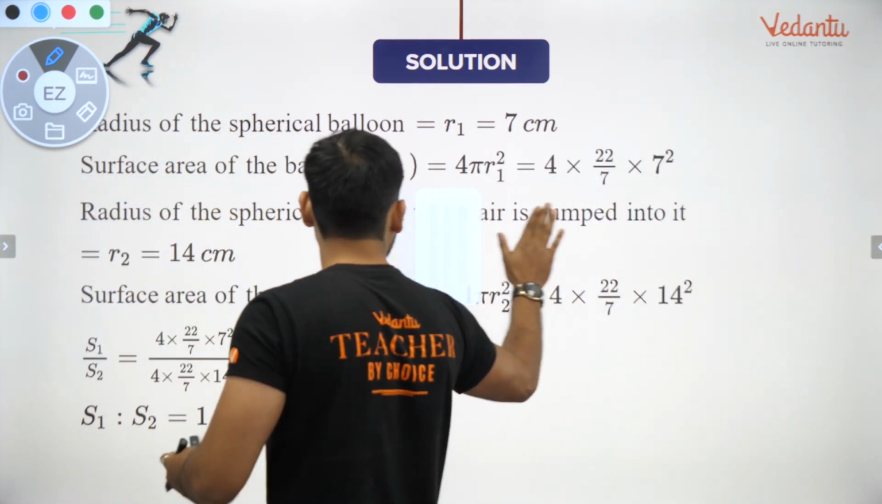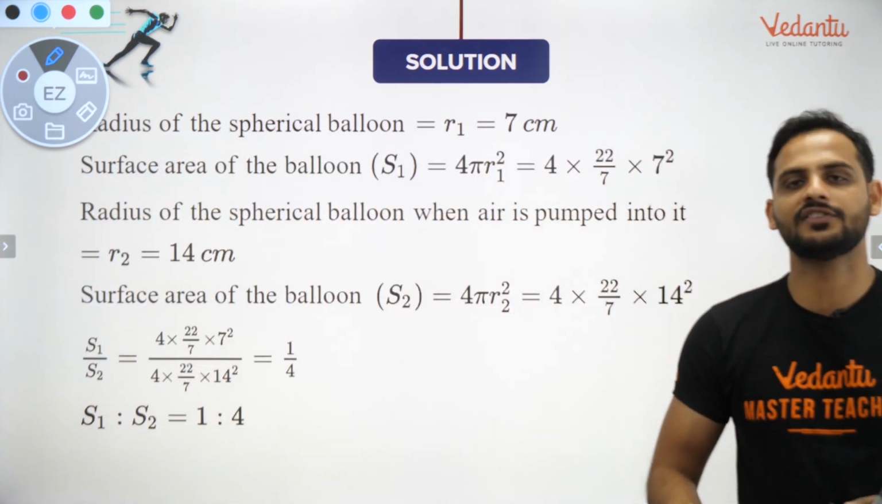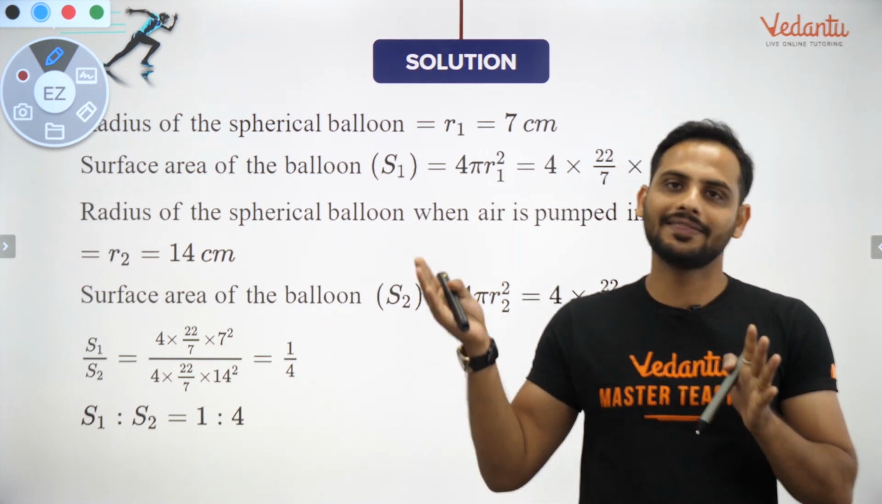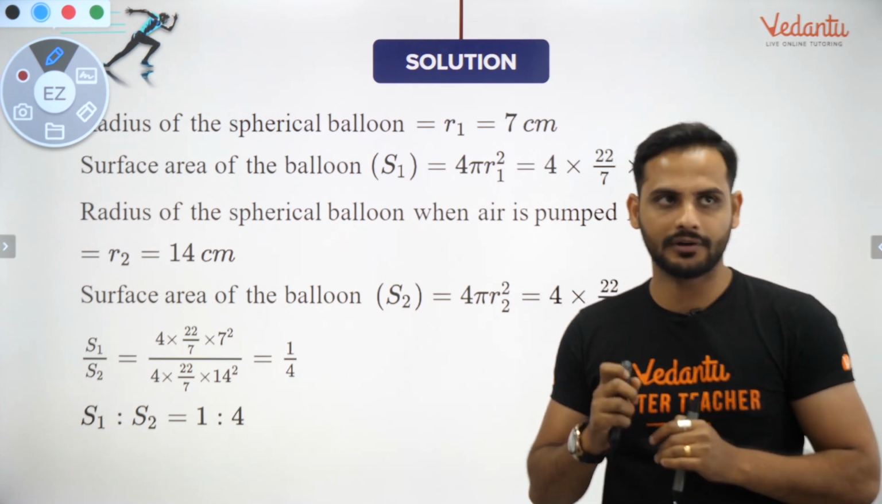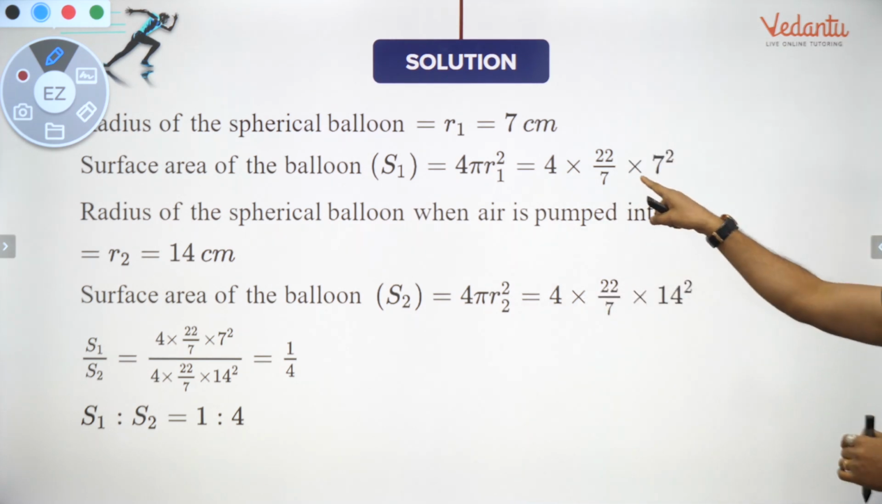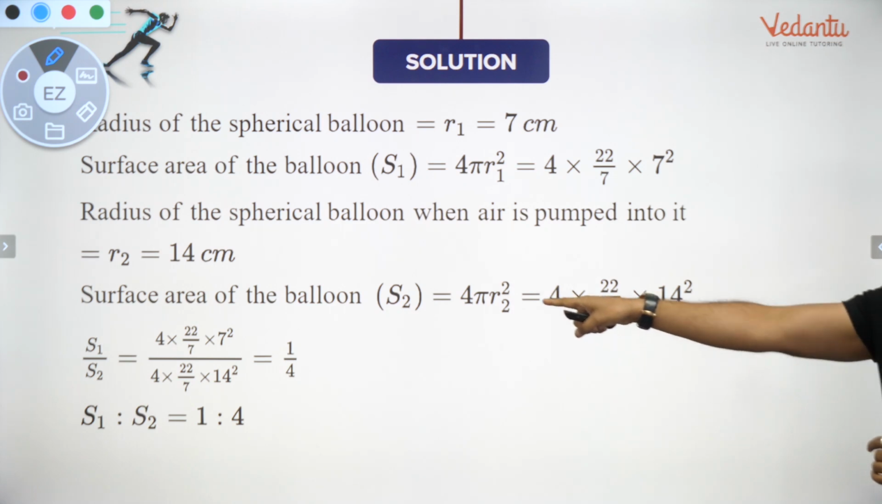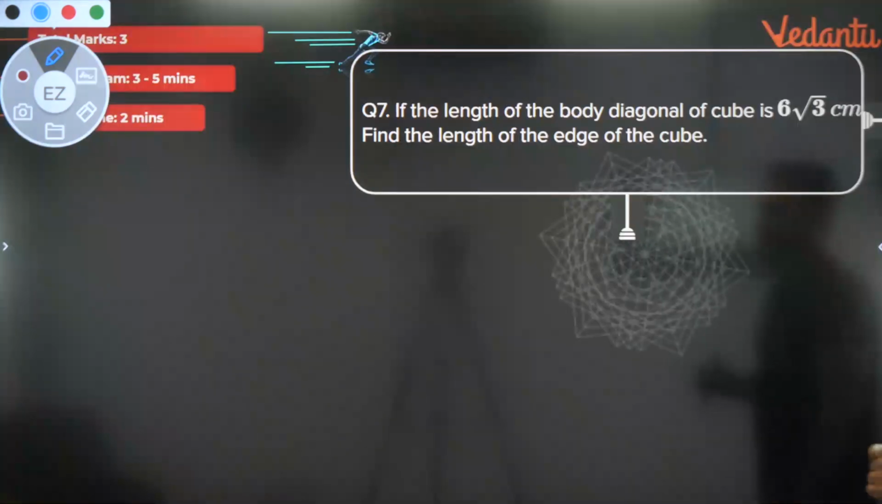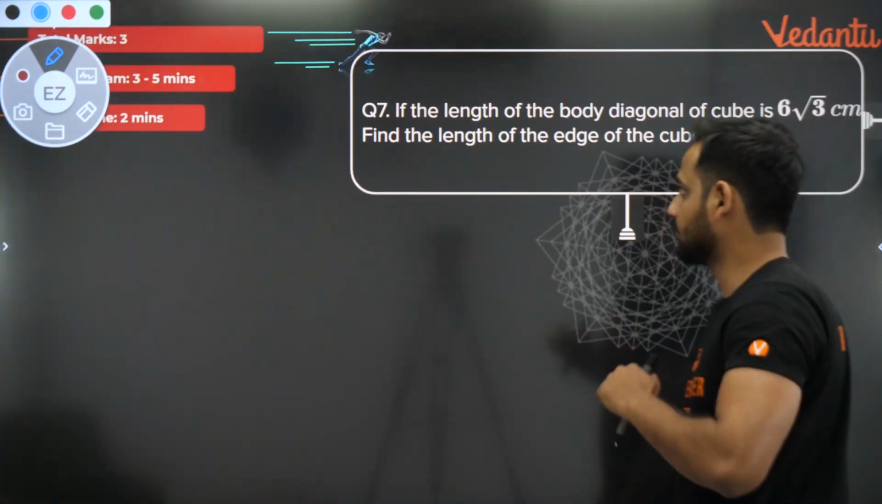The ratio of the surface area is 1:4. So whenever ratio questions are there, try not to solve them early. Try to keep them till the end in that form only, and then do the cancellation. That will help you a lot. As you can see here also, it is not calculated. We have found the ratio. There 4 and 22/7 got cancelled automatically. Chalo, let's move to the next question.